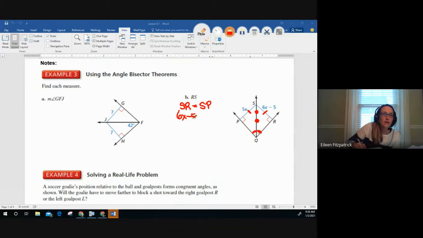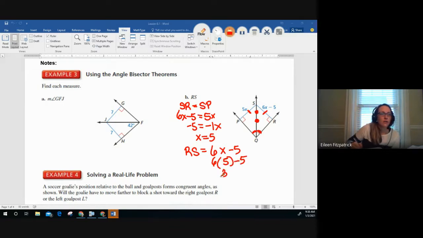6x minus 5 is equal to 5x. Subtract 6x from both sides. So negative 5 is equal to negative 1x. Therefore, x is equal to 5. But you're asked for SR, or RS is how they're naming it. Flip the letters around. So SR is equal to 6x minus 5. So we have 30 minus 5, which gives you 25. All right. Let's move on to the next one.